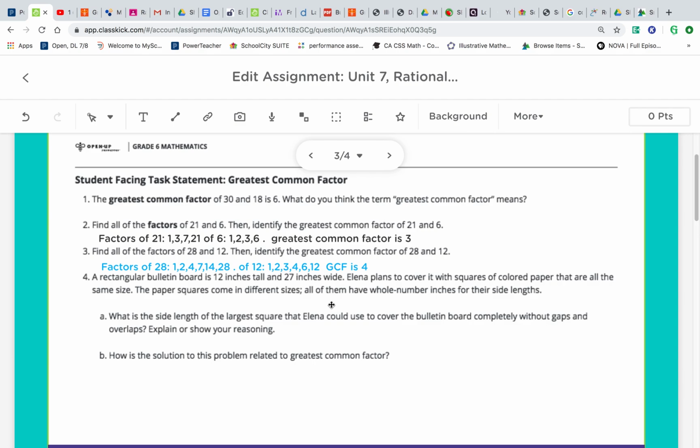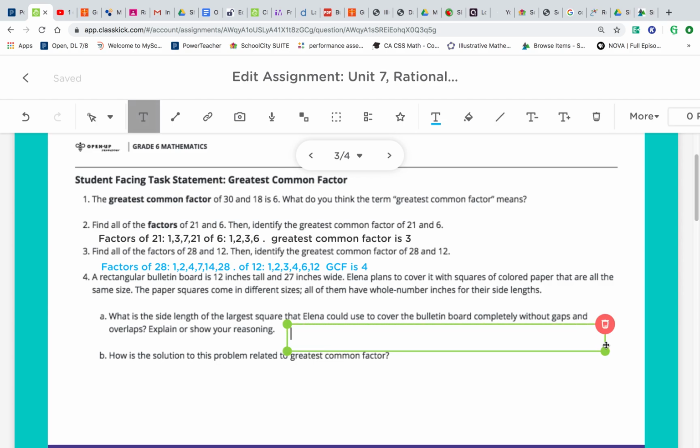So what that is getting at is we want to find a factor of both 12 and 27. And because we want to find the largest size square, that means we want to find the largest or the greatest factor. So what they're getting at is they want us to find the greatest common factor of 12 and 27. So we can follow our lead with the earlier problems here and list the factors of all of them and see which one's the biggest.